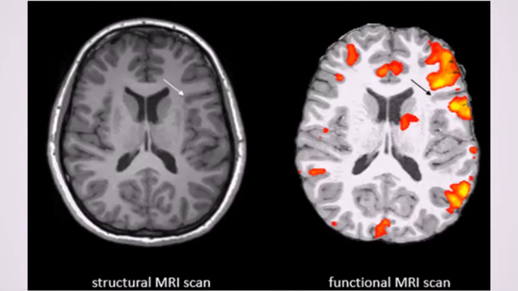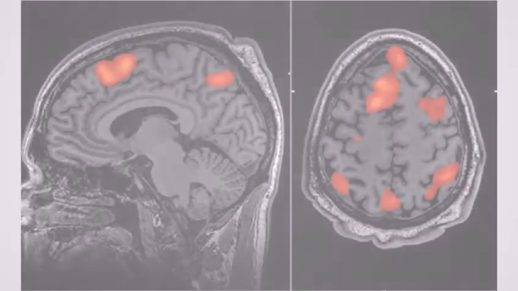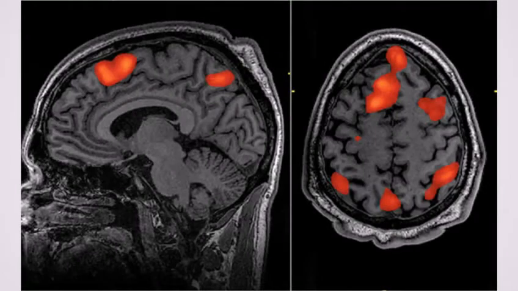As opposed to a regular MRI, which just creates images of soft tissue, functional MRI allows experimenters to see how the brain reacts to the presentation of different stimuli.